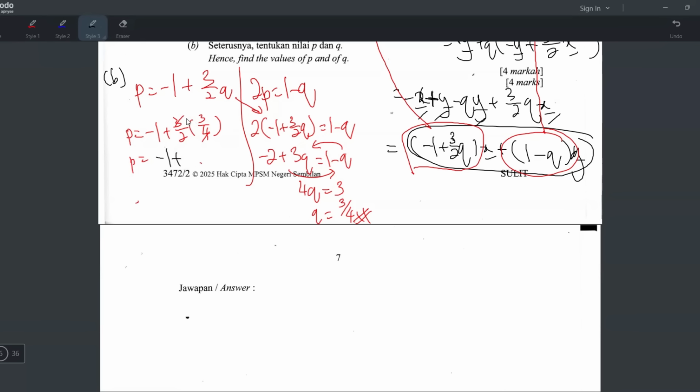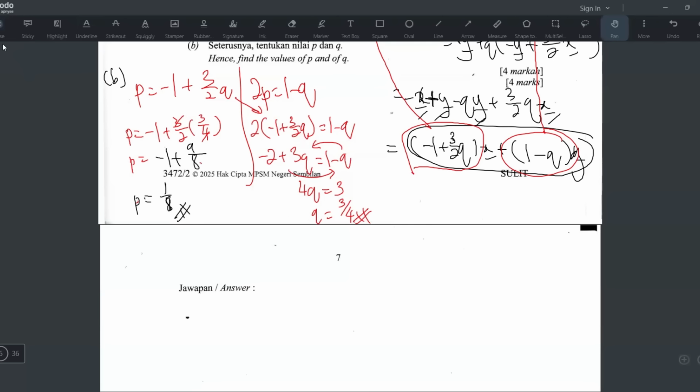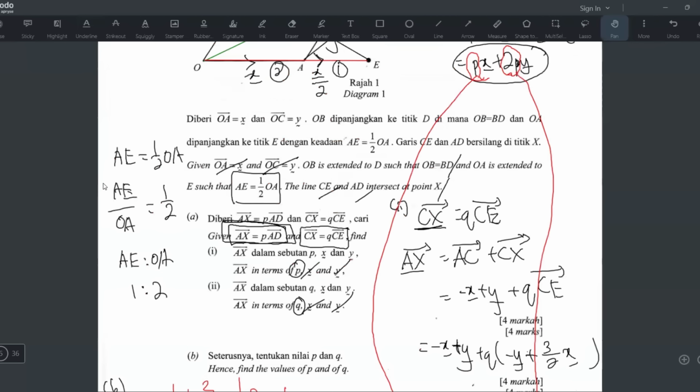You have to multiply by yourself. Top times top, bottom times bottom. So 3 times 3 is 9. 2 times 4 is 8, like that. And then P equals -1, which is -8 over 8 plus 9 over 8. Okay, -8 over 8 plus 9 over 8 is +1 over 8. Okay, this is now correct. Yeah, I made a careless mistake. Okay, so this is how you do it. Alright, hope you understand. Let's continue.